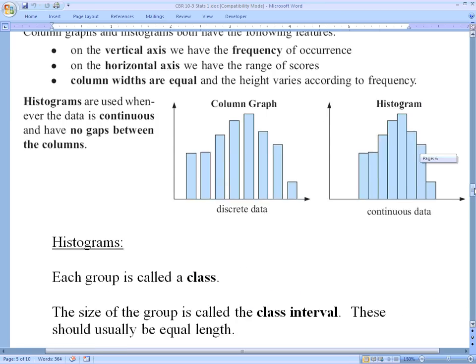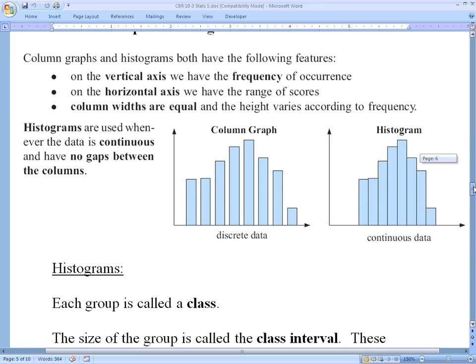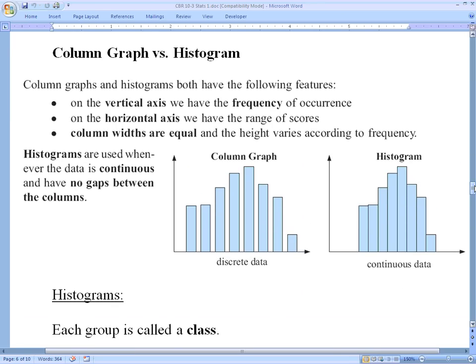Moving on to our next learning intention: column graphs versus histograms. One way we can arrange discrete and continuous quantitative statistical data is using column graphs, or as we often call them, bar graphs. So there's two main types of bar graphs. You've got your regular column graph, and then you have a histogram.